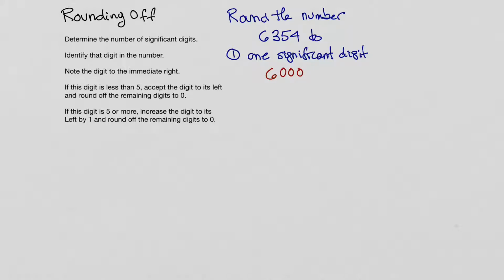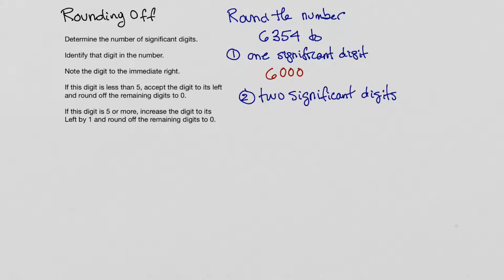And then what you might think of is we're rounding this number to the nearest, in the ones, tens, hundreds, thousands place. We're going to round off to the nearest thousand. So this number here is closer to 6,000 than it is to 7,000.